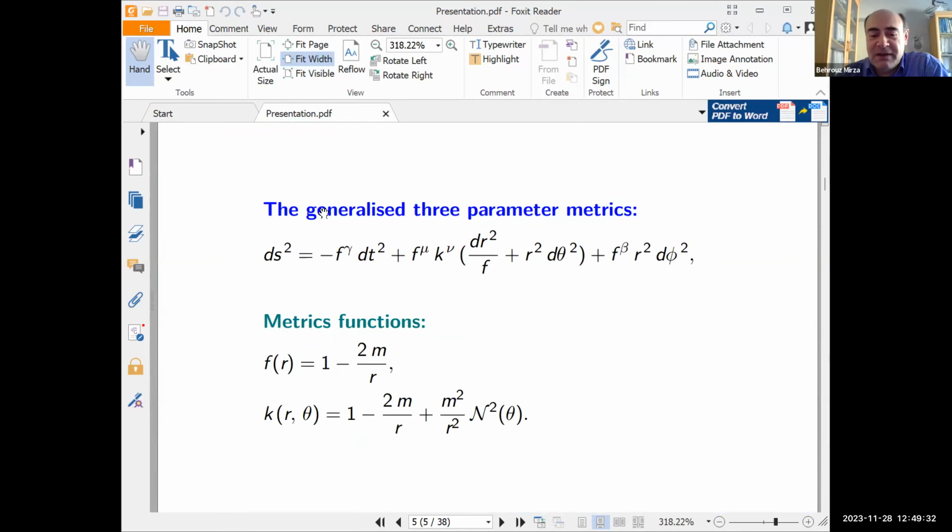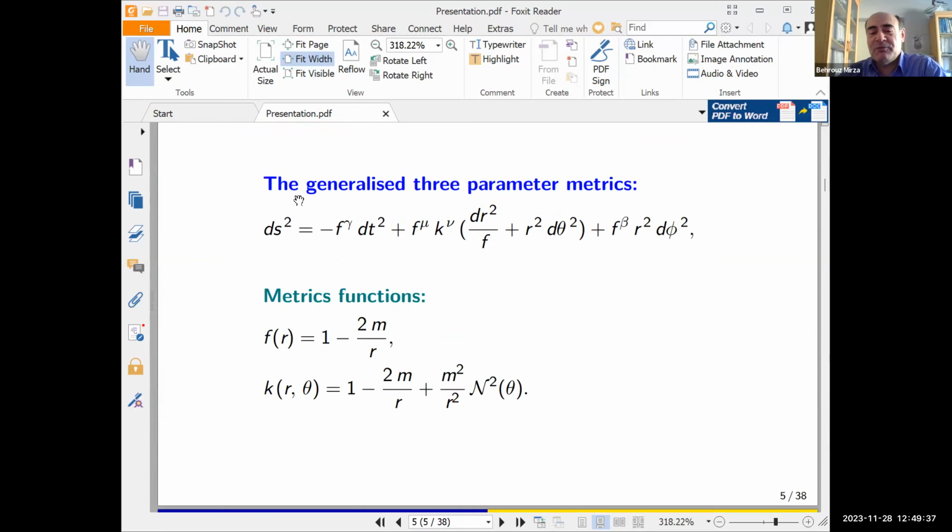Actually, we found recently a generalized three-parameter metric that is a generalized form of the JNW metric. This metric, as you see, has three parameters. One is M, and two others are gamma and mu, because these, gamma, mu, and nu, are related by a simple equation and are not independent. Therefore, we have only three parameters in this metric. One parameter more than the Janis-Newman-Winicour metric.